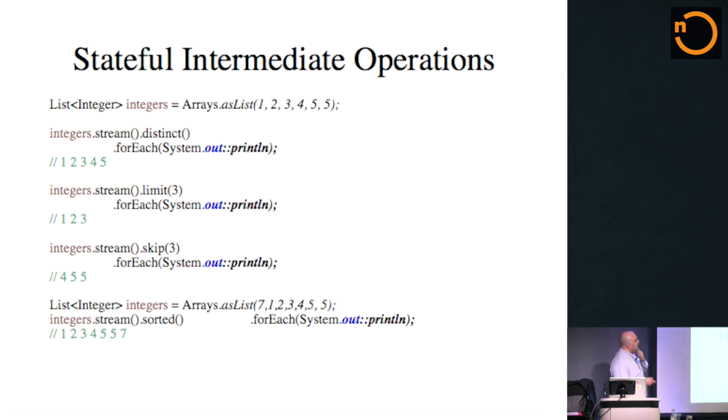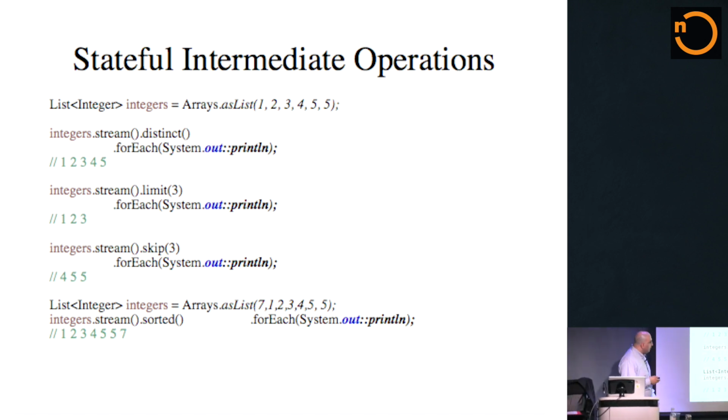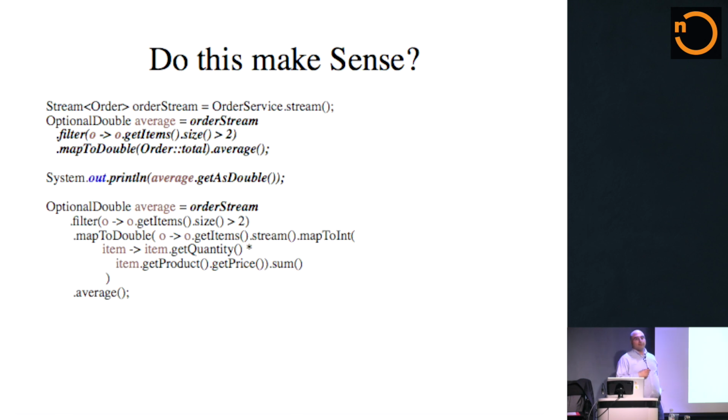Limit is basically going to say, take the stream, but I'm only interested in the results up to the first 3 results. So in our case, that would be 1, 2, 3. You're limiting how much of the stream goes through. Skip is going to say, skip the first 3 things that pass through the stream, and then give me everything after that. Sorted, well, that's what its name says. It sorts stuff. Okay, so does this make sense? This is, I think, the last slide in this.